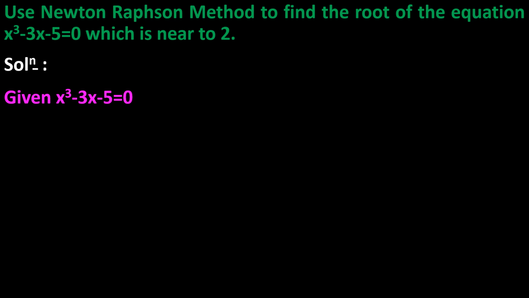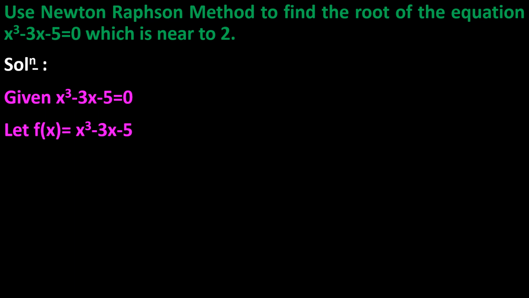According to the Newton-Raphson method, whatever the equation has been given, that equation you need to consider as f of x. Therefore we can write, let f of x is equal to x cube minus 3x minus 5. Then we need to find the derivative of f of x, that is f dash of x. And to find it, first we shall know how to find the derivative of an equation with respect to x.